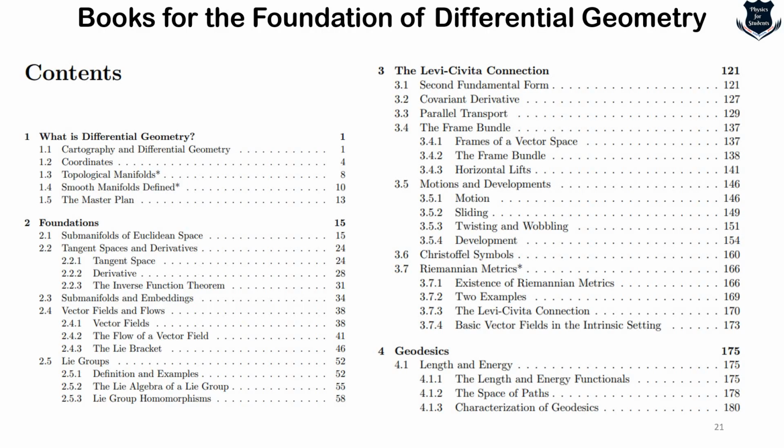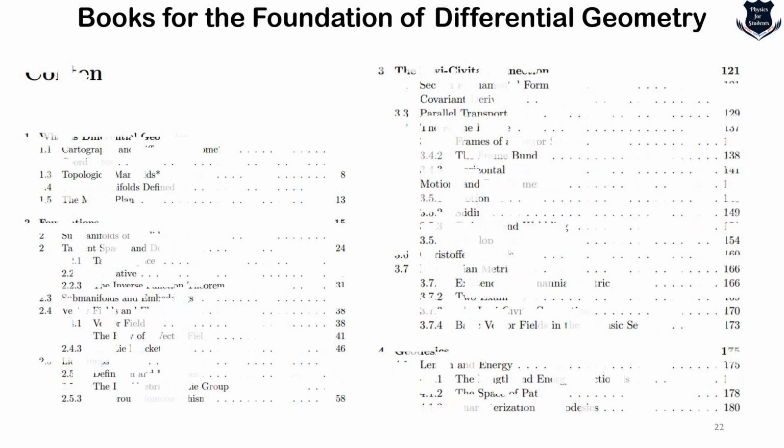Here is a quick understanding of the book's content. So you can see how it starts. It starts with coordinates and then moves into the foundations, tangent space, derivative, etc. Then it will come into the connection, the Levi-Civita connection, the parallel transport, covariant derivative, then the motions and developments. I told you that you need to understand the physics part also. So the motion, sliding, twisting, wobbling, etc. Then the Riemannian metrics, and then come the geodesics.